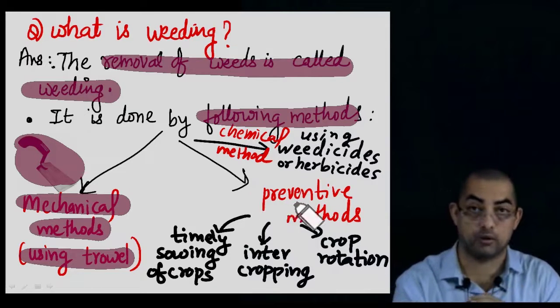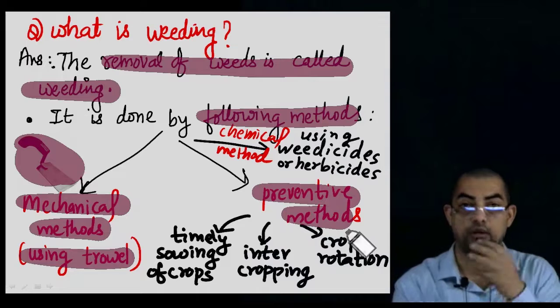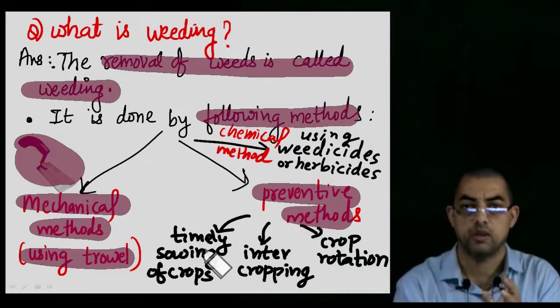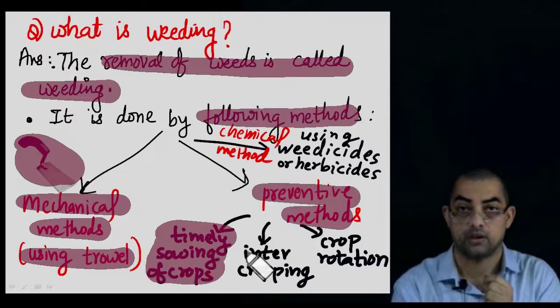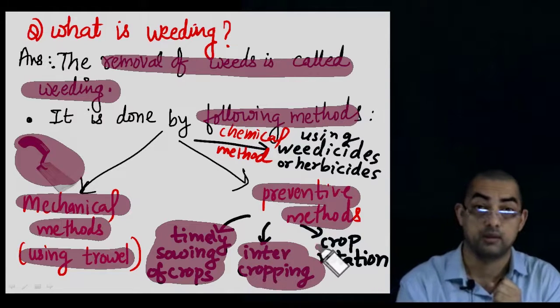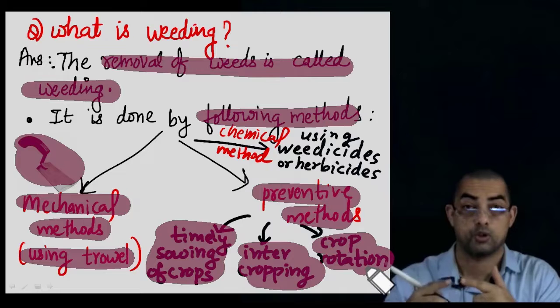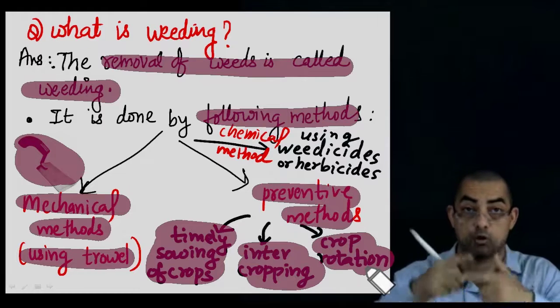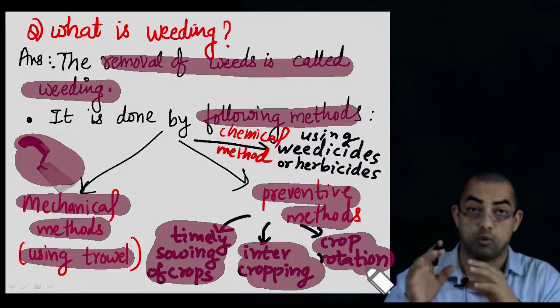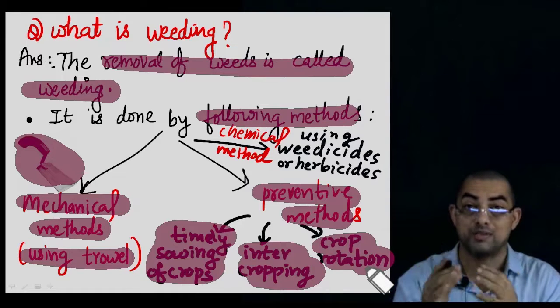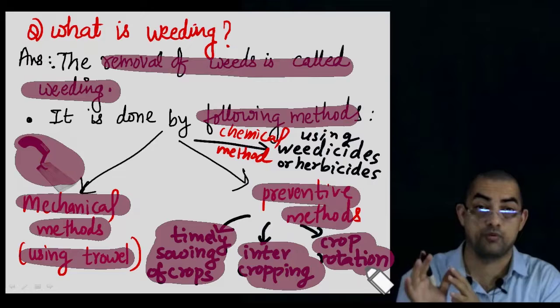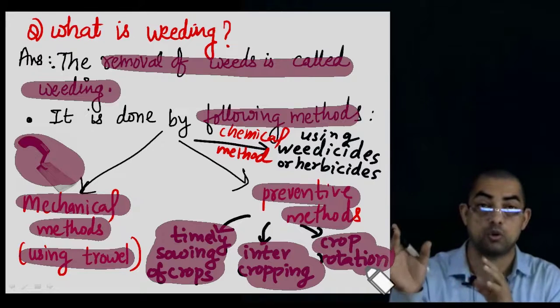Next one is by using some preventive methods. What are the different kinds of preventive methods which we can use? Timely sowing of crops. Next one is by using intercropping. The next one is by using crop rotation. By using intercropping or crop rotation, once one of the crops is removed, the field is again plowed so that all these unnecessary weeds are removed with the help of this plowing method. So this is all preventive method.